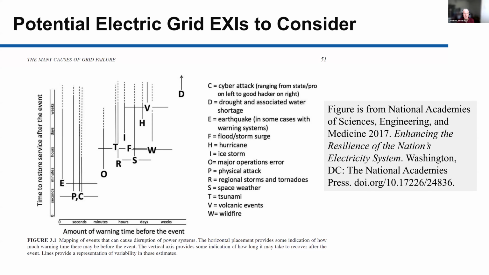In setting up the graphic, we decided we would have the x-axis be the amount of warning time before the event, and then the y-axis be the time to restore service after the event. Some events occur suddenly and they're over very quickly from an event itself point of view, and an earthquake is an example of that. On the other side, a drought is something that develops over a longer period of time, and then it could take quite a while to come back from the drought. If you're interested in that report, it's available for free. Just go to the address I've given there.